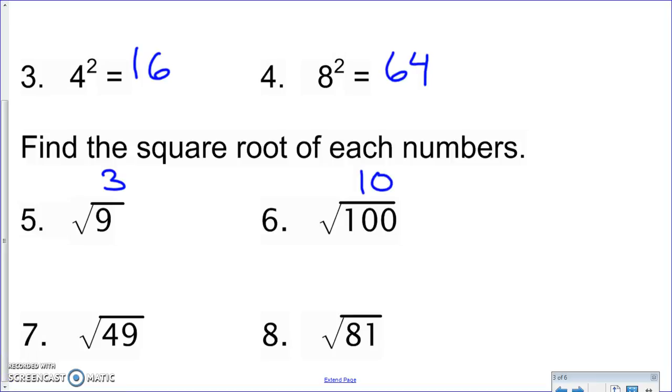For number 7, we have the square root of 49. We know that 7 times 7 gets us 49. So 7 is the square root of 49. Finally, for 8, we have the square root of 81, and we know that 9 times 9 equals 81. So the square root of 81 is 9.